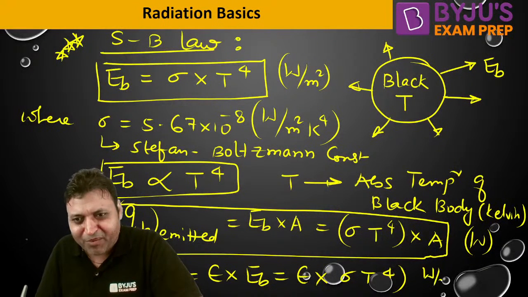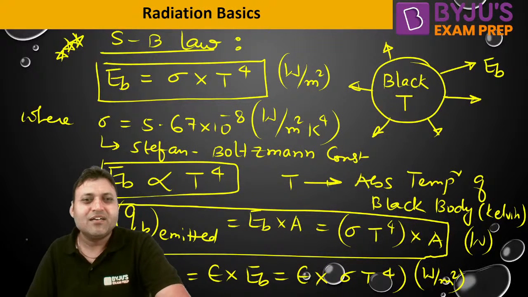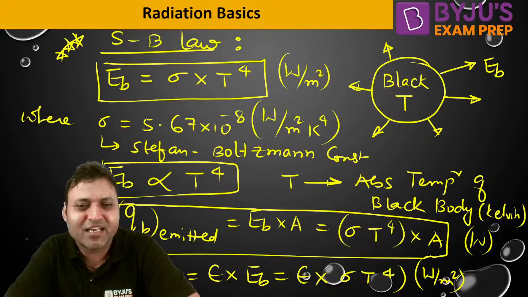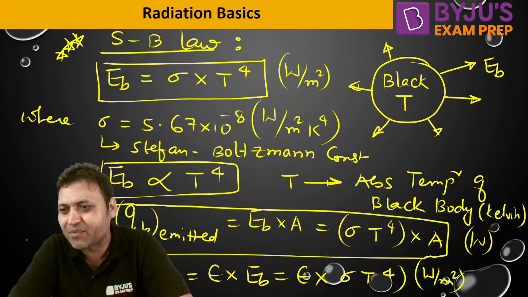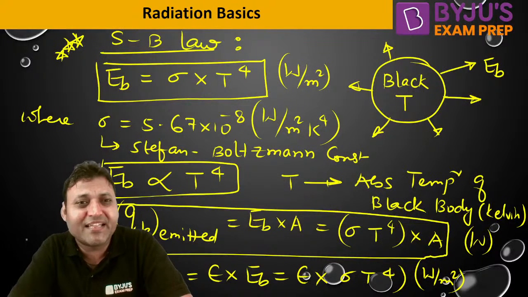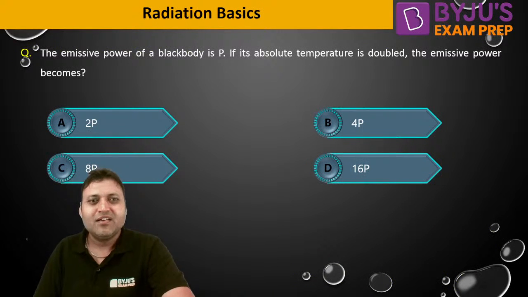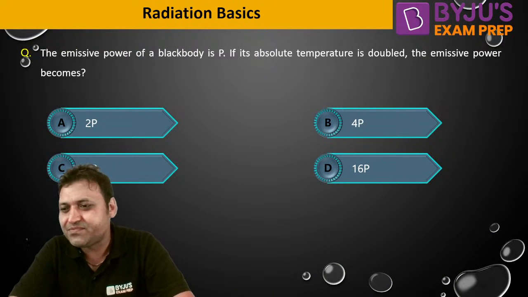The unit is watt per meter square. And if we multiply with the area of the surface, we will get the total radiation emitted by the real surface per unit time. If anybody is having any doubt, anything to ask, please do let me know. Otherwise, there is a question on the screen. Do let me know the answer to this question. Then we will proceed further.